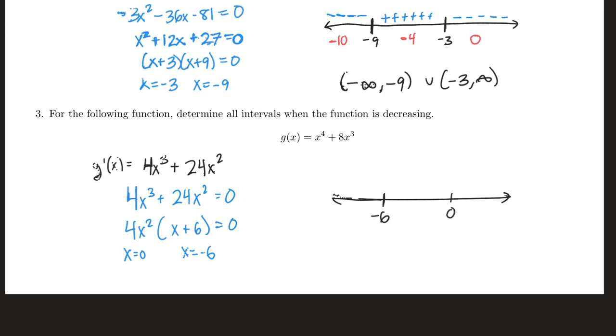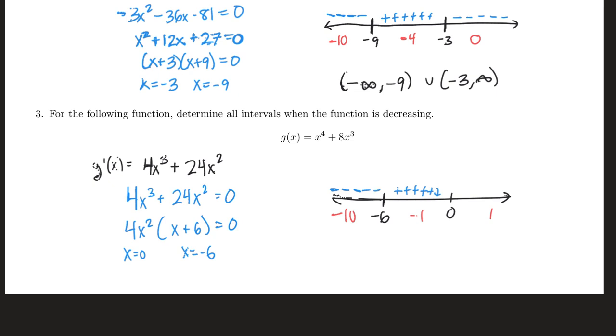Pick some test points and plug them in. If I plug in -10, it'd be -400 plus 240, that'd be a negative. So I get negative in this section. If I plug in -1, it's going to be -4 plus 24, that's positive. If I plug in 1, I'm going to get 4 plus 24, that's also positive.